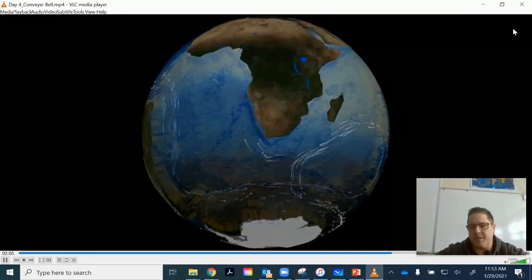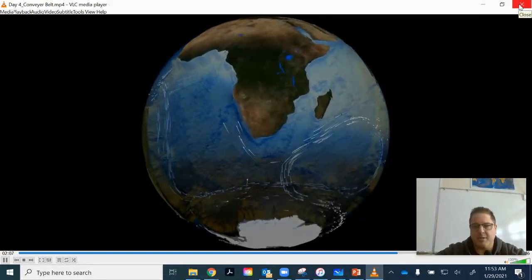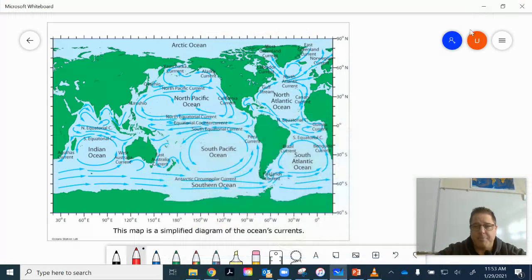Now, it's different. The reason why there's a deep current, that's dealing with density, and we're going to see that in a lab. But the ones that we're seeing up here are what we call our surface currents. So these currents are all at the surface. Now, caused by winds, of course.